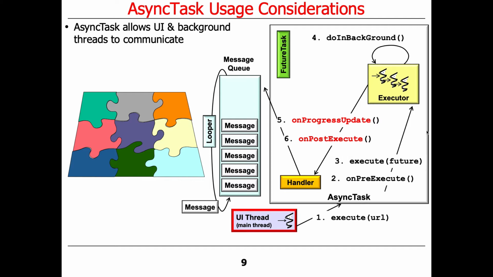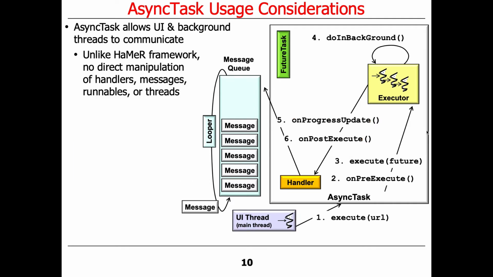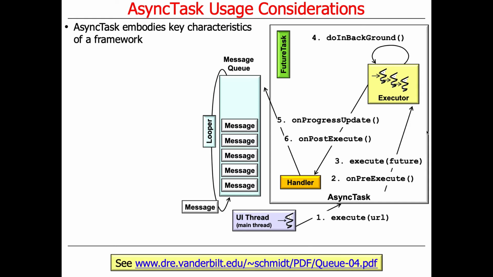So it's kind of cool. All these lifecycle methods get done automatically. You don't have to worry about how any of this stuff works. So unlike the HaMeR framework, which we talked about briefly, you don't have to directly manipulate threads, handlers, messages, and runnables. You just focus on async task instances and overriding the appropriate hook methods as needed.